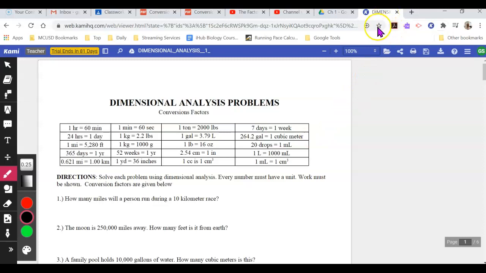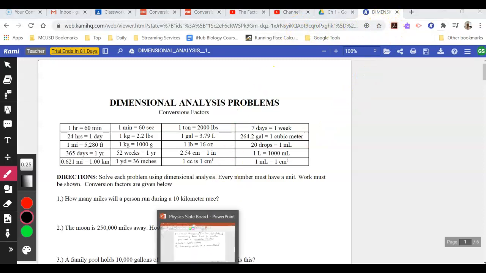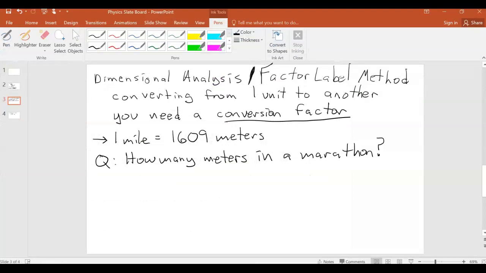Another thing to note as we continue to make our way through physics is that there are going to be a lot of conversions that it would be helpful if you would just know. So one of them would be 1 mile equals 1,609 meters. A potential question, and an example of how we do the dimensional analysis problems, is how many meters are in a marathon? That's maybe not common knowledge, how long a marathon is.